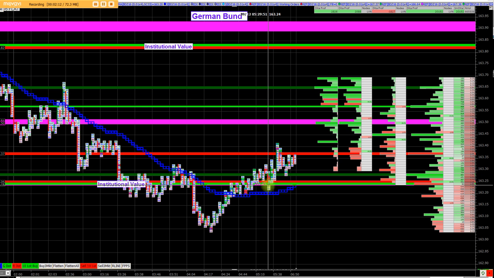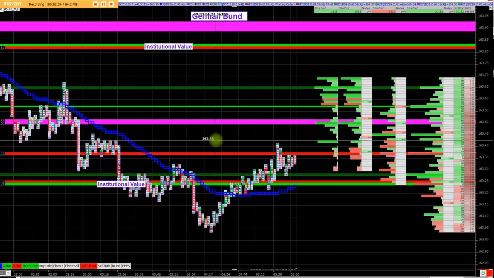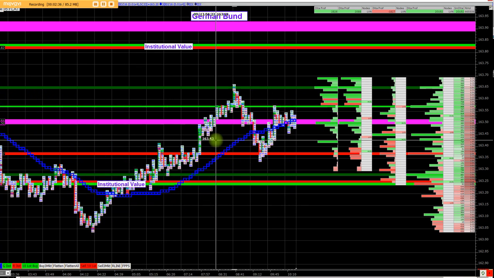The confirmation came when we came back down to this institutional value area, right? Only went a couple of ticks below it, and then that started working back up, broke back above it. So that was the confirmation that the tide had turned. And here's what the rest of the day looked like.